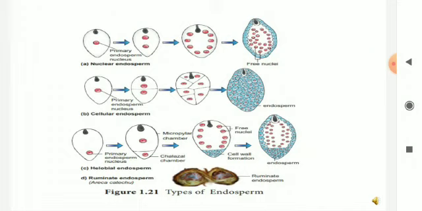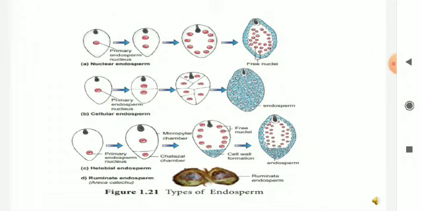Free nuclear division means that only nuclei divide. One nucleus divides into two, two into four, four into eight, and so on. In this way, thousands of nuclei are formed. All these nuclei then come to lie on the periphery, and there is formation of a central vacuole, as is clear in the picture. After completion of free nuclear division, cytoplasmic division occurs.